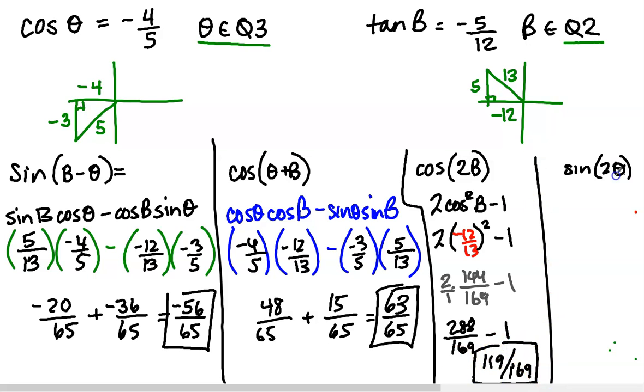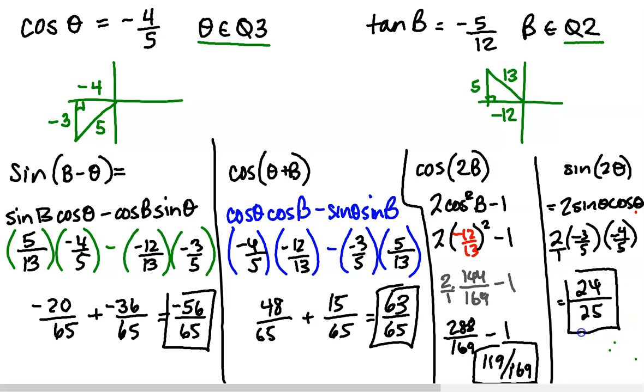And last but not least, sine of 2 theta. The only expansion for that is 2 sine theta cos theta. So 2 times blank times blank. Sine of theta is opposite over hypotenuse, negative 3/5. Cos of theta, adjacent over hypotenuse, negative 4/5. This is over 1. Top times top times top ends up being positive 24 over 25.